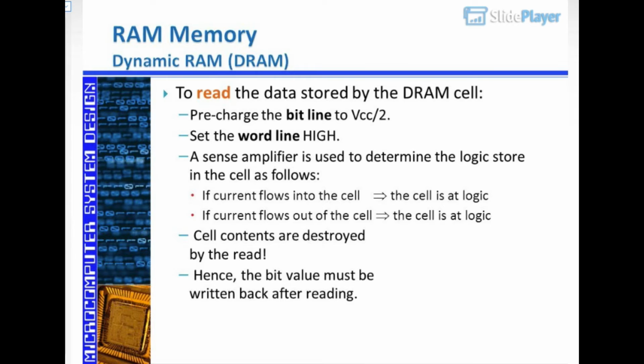RAM memory: dynamic RAM, DRAM. To read the data stored by the DRAM cell, pre-charge the bit line to VCC/2. Set the word line high. A sense amplifier is used to determine the logic stored in the cell as follows. If current flows into the cell, it is at logic 0. If current flows out of the cell, it is at logic 1. Cell contents are destroyed by the read. Hence, the bit value must be written back after reading.